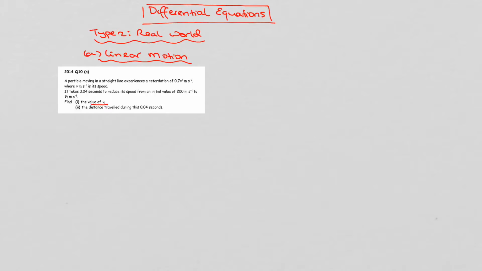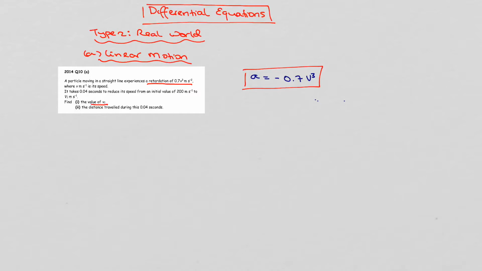Okay, so what are we given? Well, we're given the retardation, and we have to remember the retardation is basically another way of saying deceleration. So if acceleration is the letter A, then retardation must be given a negative value. So you have to always be careful with that in these questions. So that's the equation that we're going to be basing our integration on.